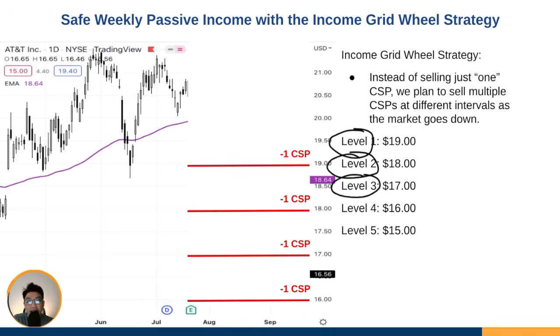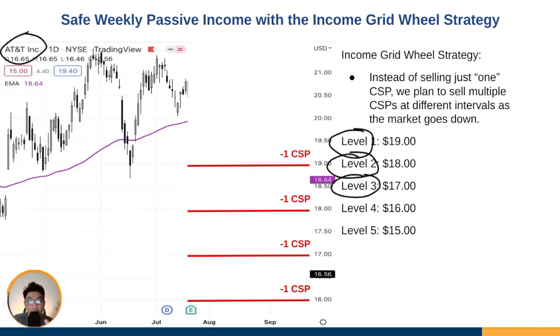Just as an example, you can see down here, this is on AT&T. And by the way, I'm not doing this on AT&T. I'm not doing the income grid wheel strategy on AT&T. I'm just using it as an example because many people may not necessarily have a very big account. So this is a pretty low price stock whereby quite a lot of people could just get their feet wet.